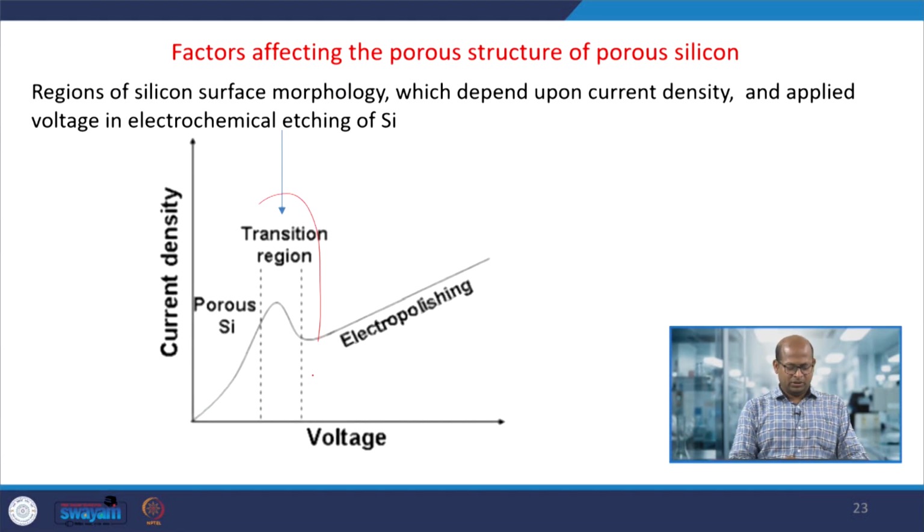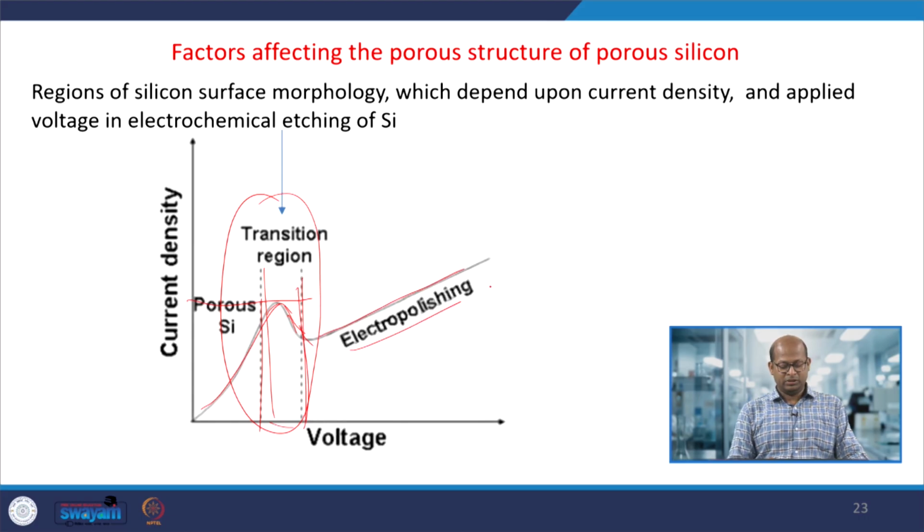Here actually this is the transition. These are the regions of current and voltage that we can use to make the silicon porous. Porosity gradually increases, and up to this it is the transition region, depending on the current and voltage we use. After that, if we increase the voltage, then the possibility of electropolishing is there.